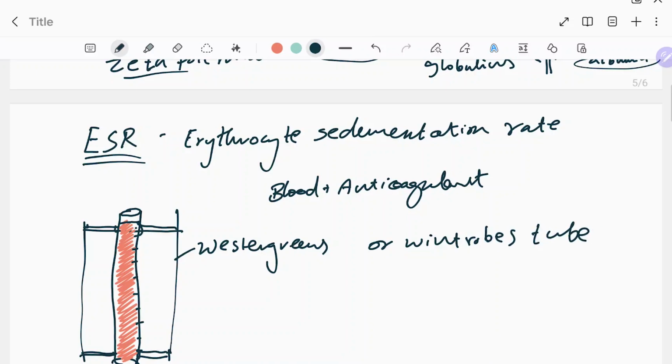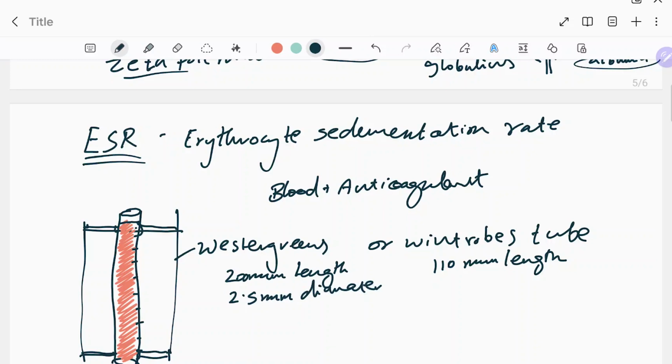And the Westergren tube is 200 millimeters in length, that's 20 centimeters. And the Wintrobe tube is around 11 centimeters in length, or 110 millimeters. And the Westergren tube is around 2.5 millimeters in diameter, and the Wintrobe tube is around 3 millimeters in diameter. And so there are different values over here.